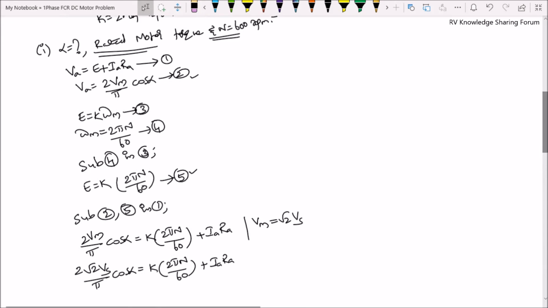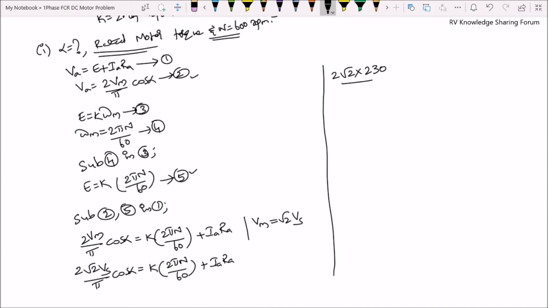So look at the data here. Let me continue on the right hand side. 2 root 2 Vs is given as 230 divided by pi cos alpha, the firing angle alpha which we have to find, and we have found the value of K as 2.04 into 2 pi n is given as here 600 rpm.